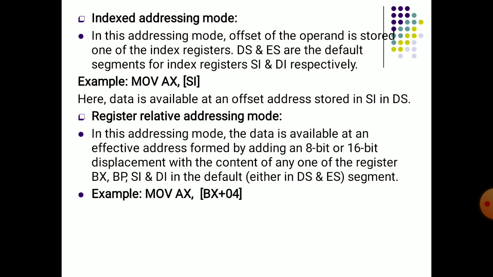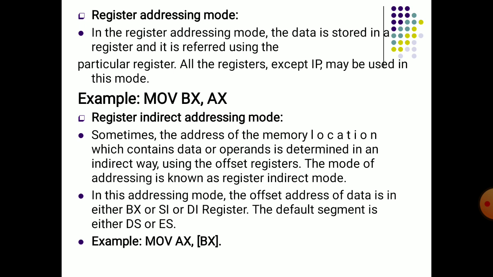Next, index addressing mode. In the 8086 microprocessor we have two different types of index registers: source index and destination index. The addressing mode which deals with index registers is index addressing mode. Here MOV AX, [SI]. Whatever address is in SI, the content at that address is loaded into the AX register. That is index addressing mode.